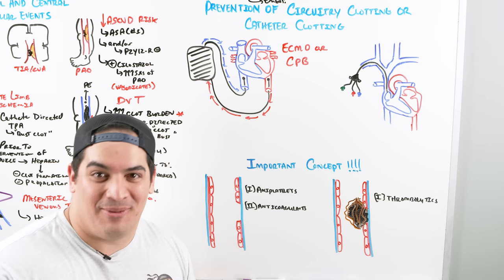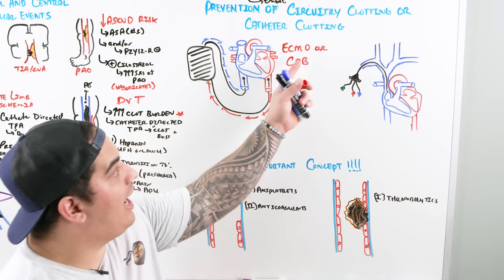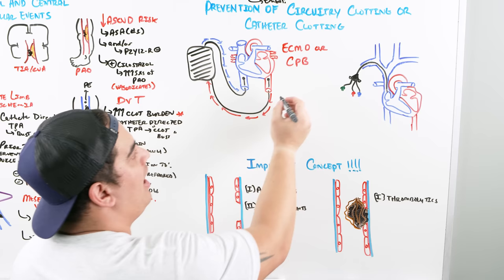not clotting off. If you have a patient who's not anticoagulated, in other words you don't have a lot of anticoagulation running through, it can clot off the catheters and a lot of the circuitry between the ECMO and the cardiopulmonary bypass system. So in these scenarios, you want to prevent a clot developing within the circuitry that's running in and out of the body. In this scenario, we prefer heparin.